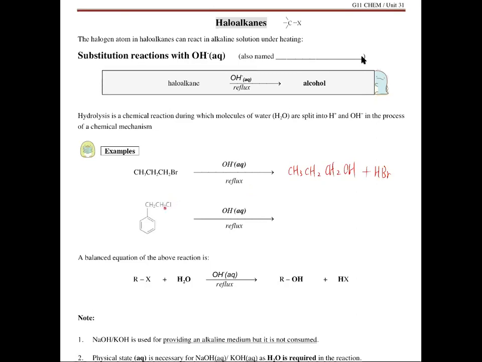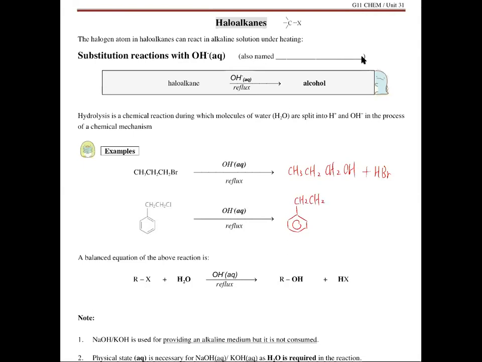How about the next one? Next one, we have this chlorine. Okay, so again, under alkaline condition in aqueous solution, we heat it under reflux. The chlorine will be replaced by an OH group. Okay, so we can write the product. So remember, there are two ways to draw the benzene ring. You can draw 3 double bonds, or you can just draw a circle in the middle. Okay, both will be accepted.